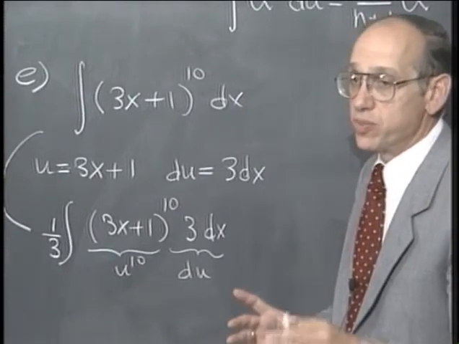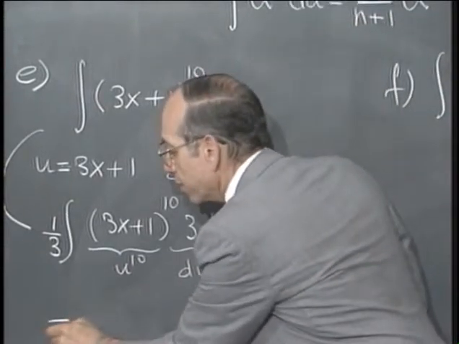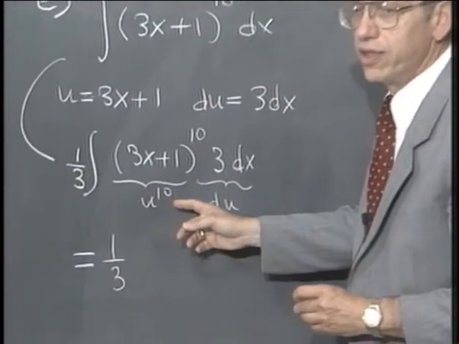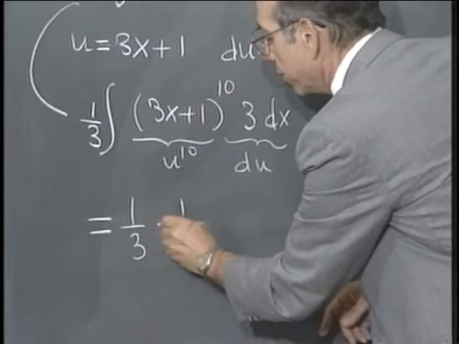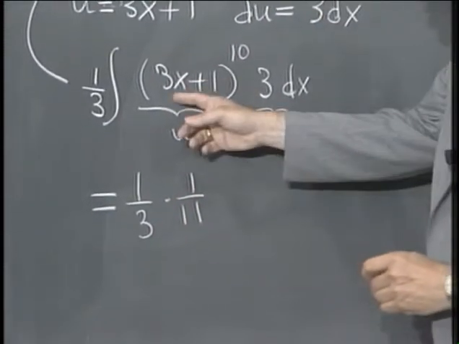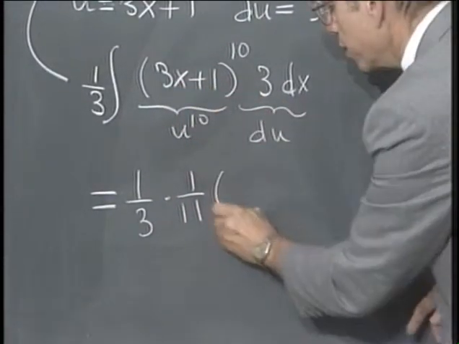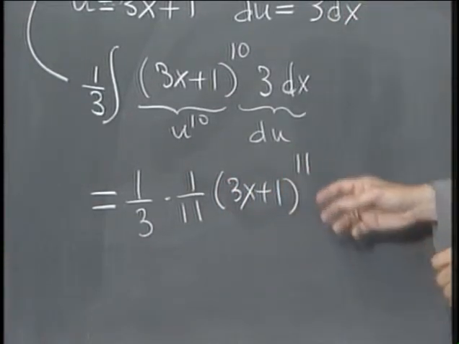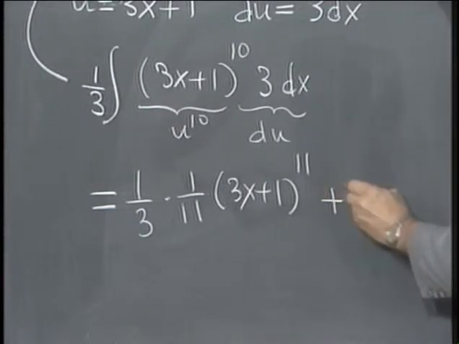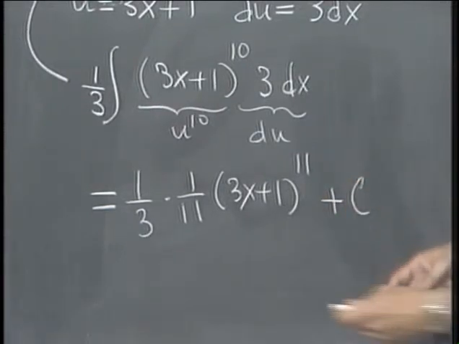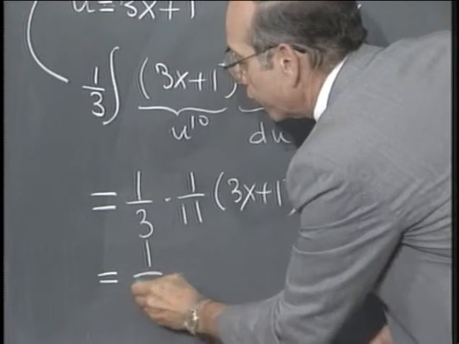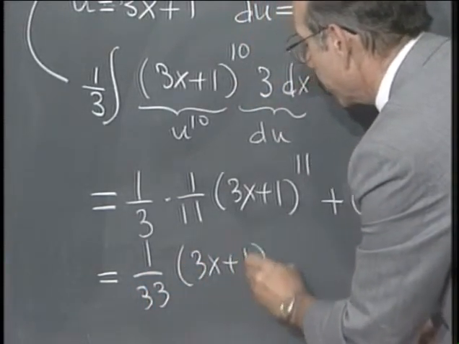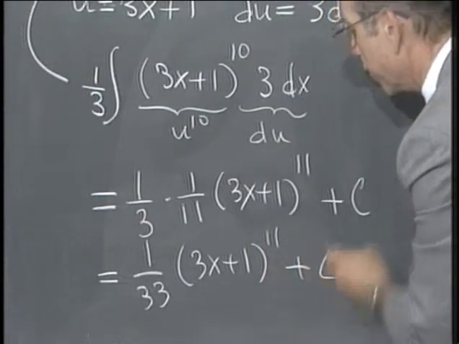And that I can use my formula for. And what do I get? Well, I have 1/3 here. The integral of u to the 10th is 1/11th times u to the 11th. u is 3x plus 1, so that's 3x plus 1 to the 11th power. And of course, I add a constant at the end. And I rewrite this as 1 over 33 times 3x plus 1 to the 11th plus c.